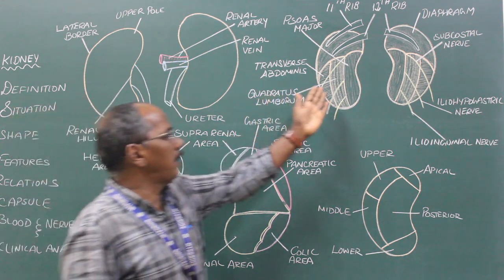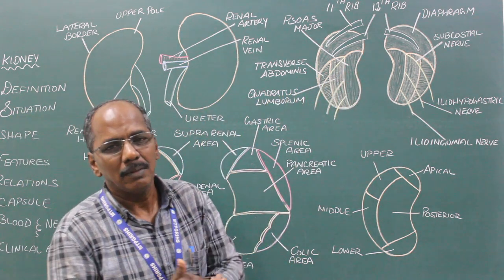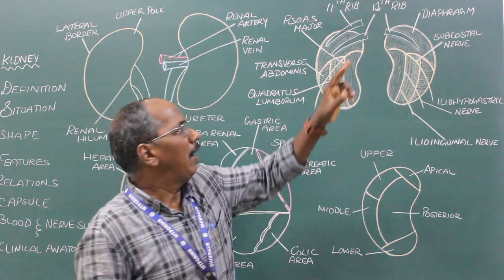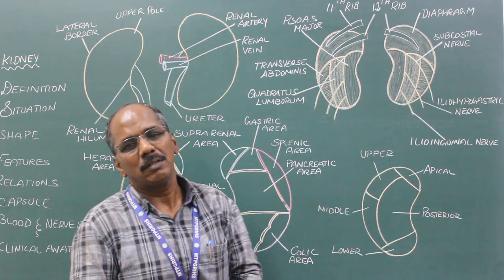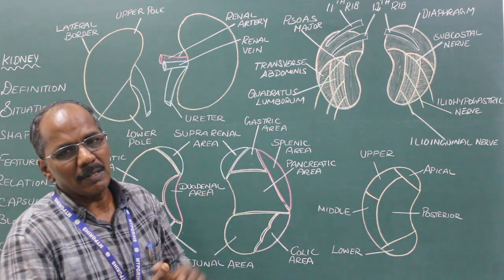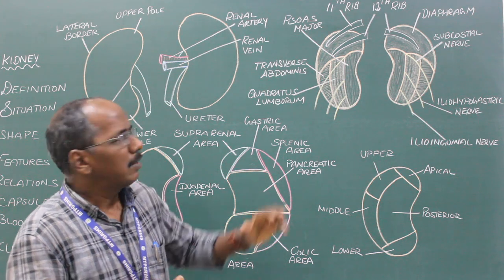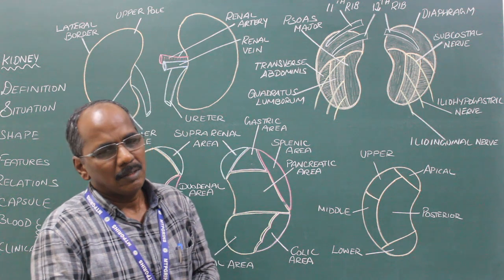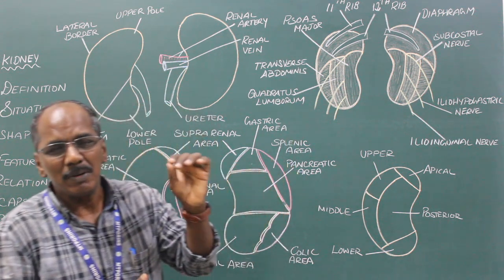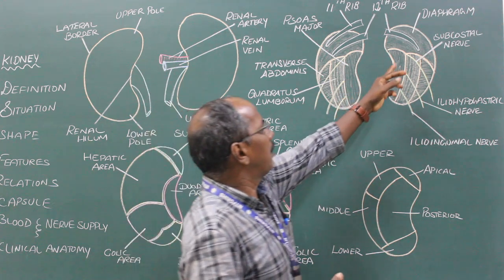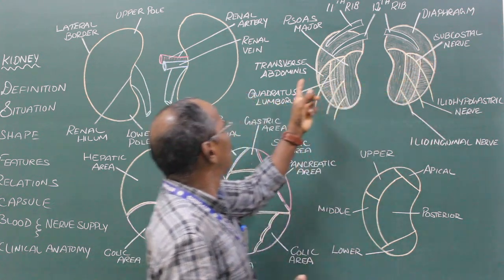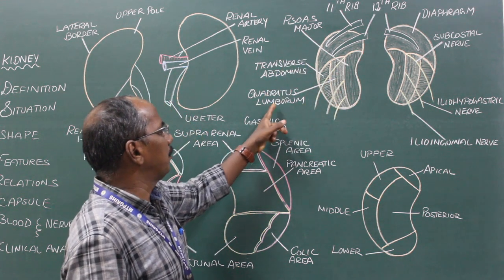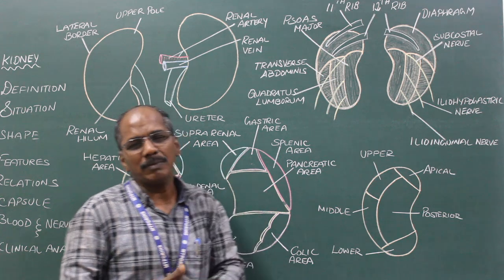The posterior relations of both the kidneys are the same, except the right kidney is related to one bone and the left kidney is related to two bones. So the posterior relations of both the kidneys include muscles, nerves and bones. There are 4 muscles which form the posterior relations of the kidney. Number 1, diaphragm. Number 2, psoas major. Number 3, quadratus lumborum. Number 4, transversus abdominis.